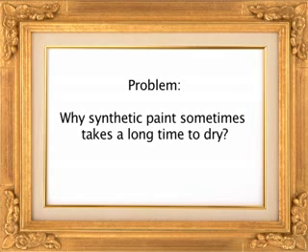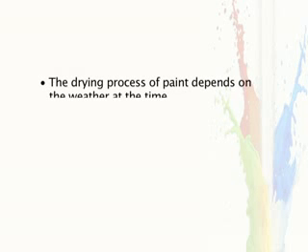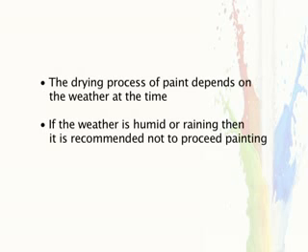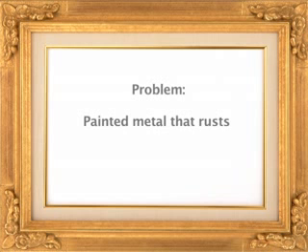Why synthetic paint sometimes takes a long time to dry. The drying process of paint really depends on the weather at that particular time. If the weather is humid or raining, then it is recommended not to proceed painting. Use thinner as specified. Painted metal that rusts.